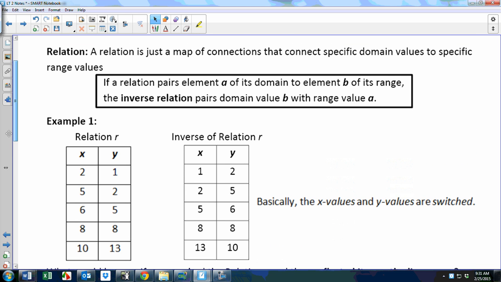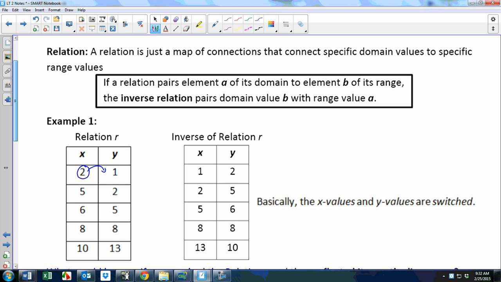So a relation, here's an example. A relation is just a finite, a certain number of points that map a domain to a range. So here's a relation R. It maps the domain value 2 to the range value 1. So the relation takes 2, maps it to 1.